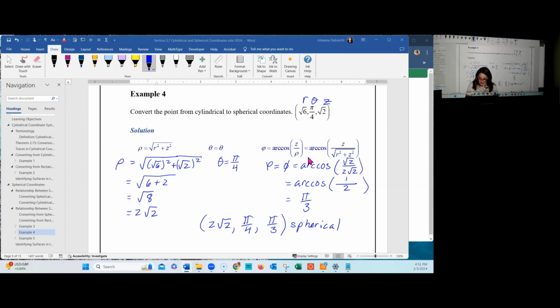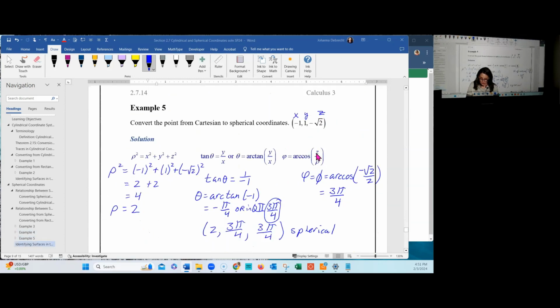Let's now take a look at example 5. In example 5, we're going from the Cartesian system, or the rectangular system, into the spherical system. So I label the points in my ordered triple as x, y, and z: -1, 1, negative square root of 2. I know that in the spherical system, the relationship is x squared plus y squared plus z squared gives me rho squared. So I square each of the components of the ordered triple to get that rho squared is 4. Since rho is non-negative, I get rho equals 2.